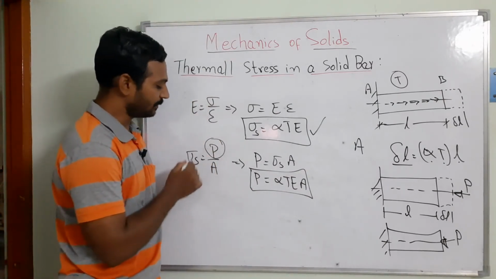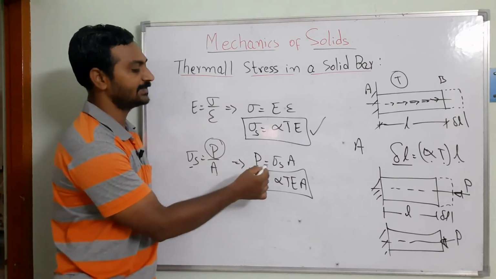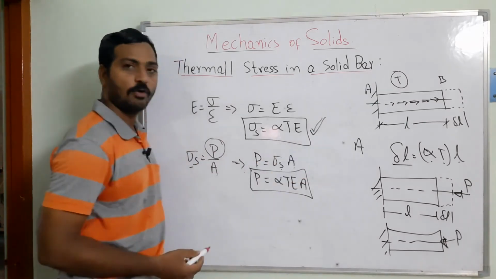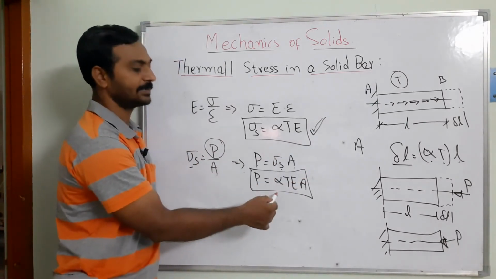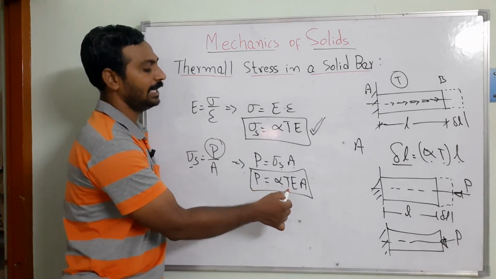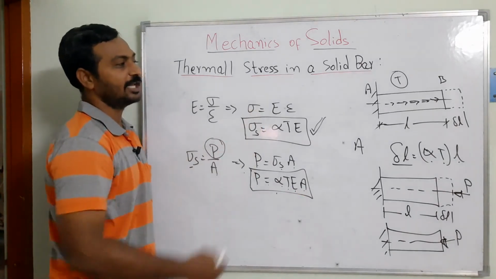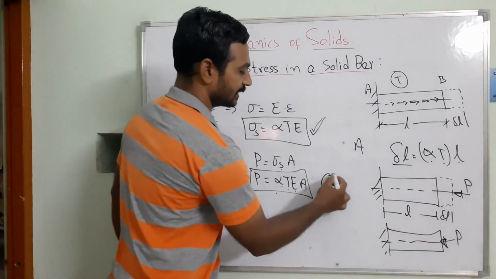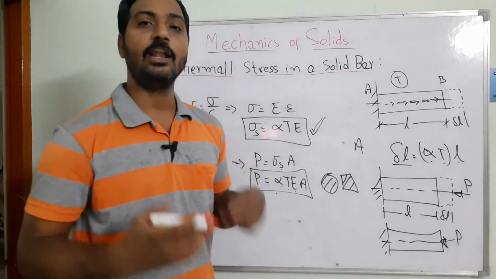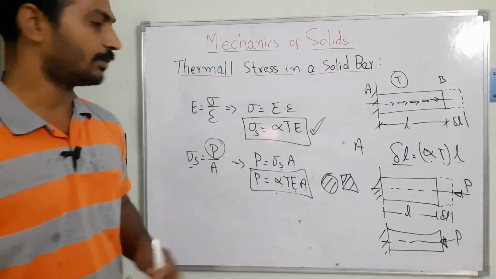From this we know the stress is equal to load by area, so P is equal to sigma S into A. We know the thermal stress, that I substitute here. Then the final value of the load is equal to alpha T E A. A is nothing but the cross sectional area of the member, that may be a circular cross section or a square cross section, a rectangle or elliptical cross sections also we can see. So I hope you are able to understand over here.